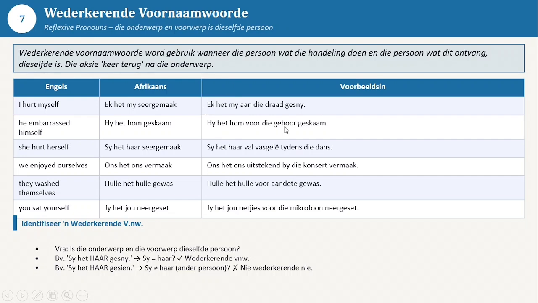Hy het hom voor die gehoor geskaam. This hom is referring to the hy. Sy het haar val vasgelê tydens die dans. The haar is referring to the sy. Ons het ons uitstekend by die konsert vermaak. The ons is referring to the ons, etc. Okay, so this is something that comes back to the person that the sentence is about.